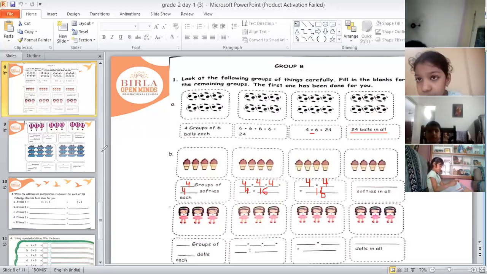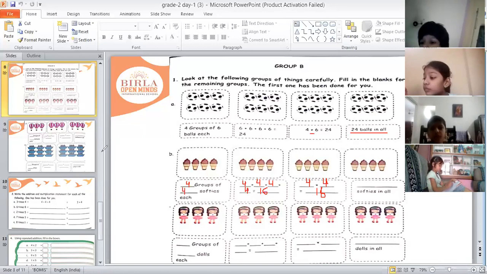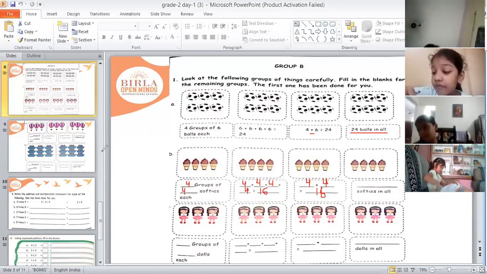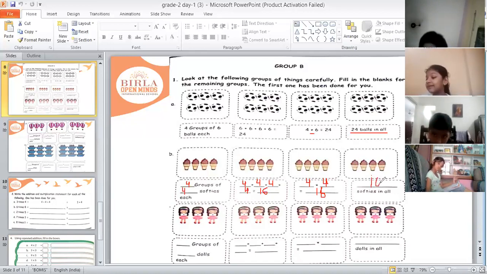Okay, that's correct. So Prateek, now you tell me total how many softies are there? 16, ma'am. Yeah, very good. Total 16 softies are there, children. So in the last one, you will write here 16. So we can read it as 16 softies in all. Okay?